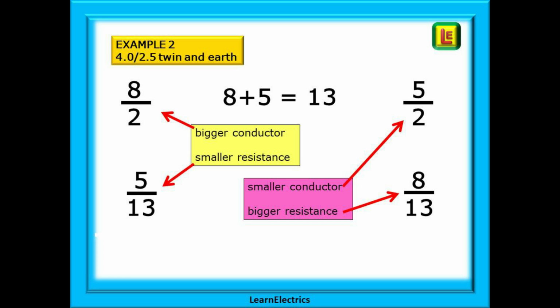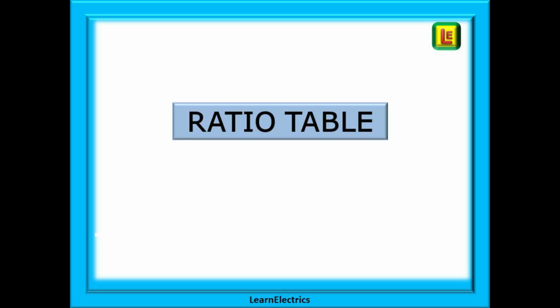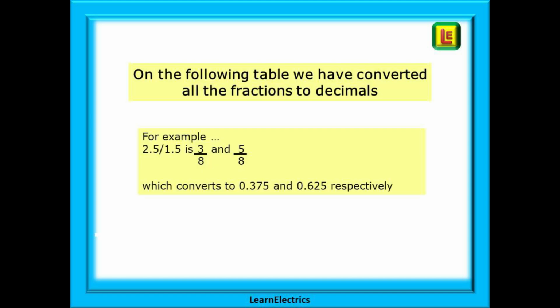The line is the biggest conductor with the smallest resistance, and the earth is the smallest conductor with the biggest resistance. It could not be simpler. What we've done now is to put all these ratios into a table. On the following table, we've converted all the fractions to decimals to make it quicker and easier to put into the calculator. For example, 2.5 1.5 twin-and-earth is 3/8 and 5/8, which converts to 0.375 and 0.625 respectively.